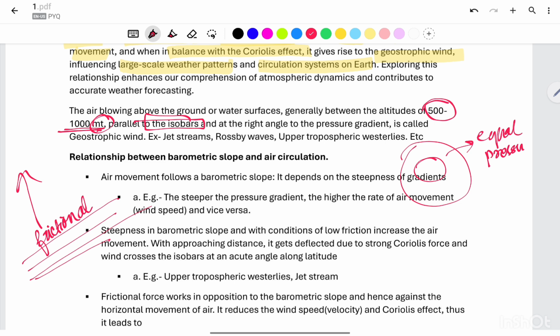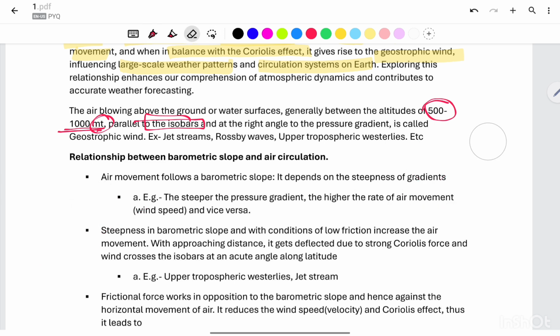Equal pressure is what we have, the isobars. Geostrophic winds are parallel to the isobars and at right angle to the pressure gradient. Then we have Coriolis force, pressure gradient, geostrophic winds. They are at right angle to the pressure gradient, and that is called the geostrophic winds.